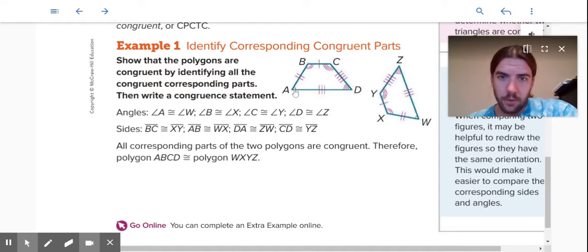As far as the angles go, angle A is angle W, angle B is the same as angle X, C is the same as Y, and D is the same as Z. Those statements are all found down here. So angle A is congruent to angle W here. A is congruent to angle W.